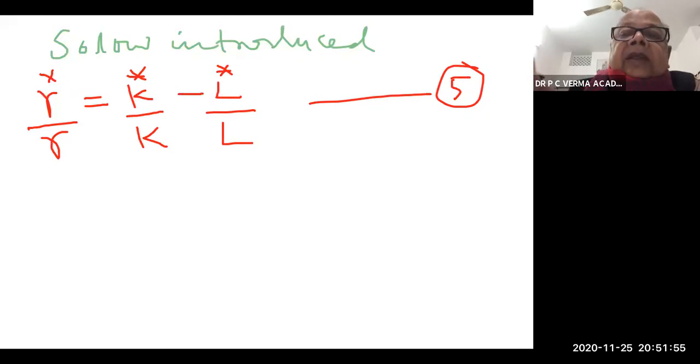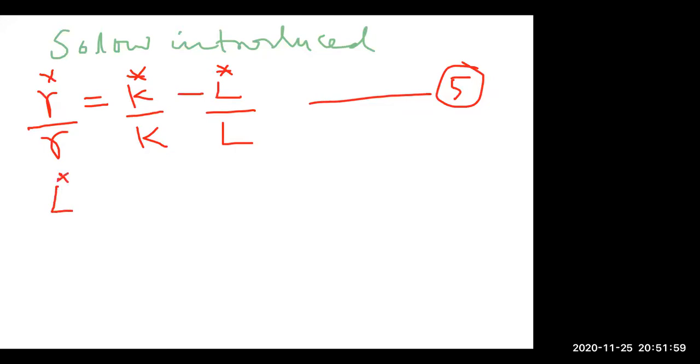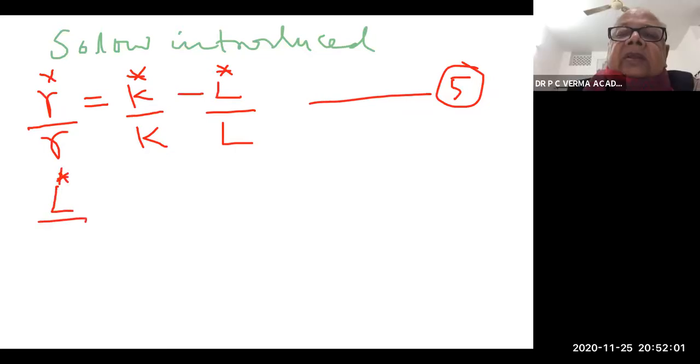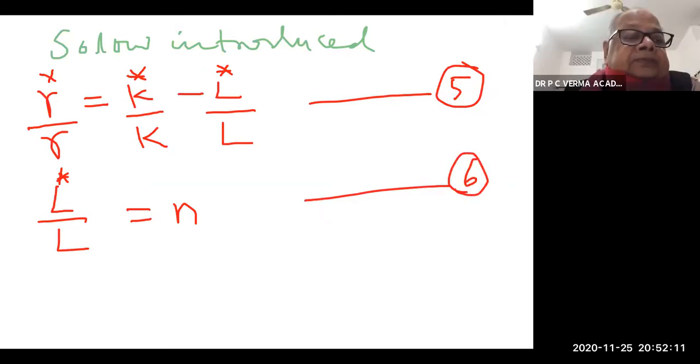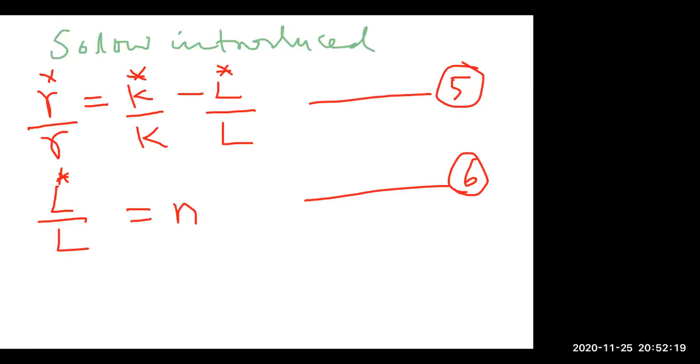And another is L star by L, which is the natural population growth rate, that is equation 6. And then we have R bar by R.